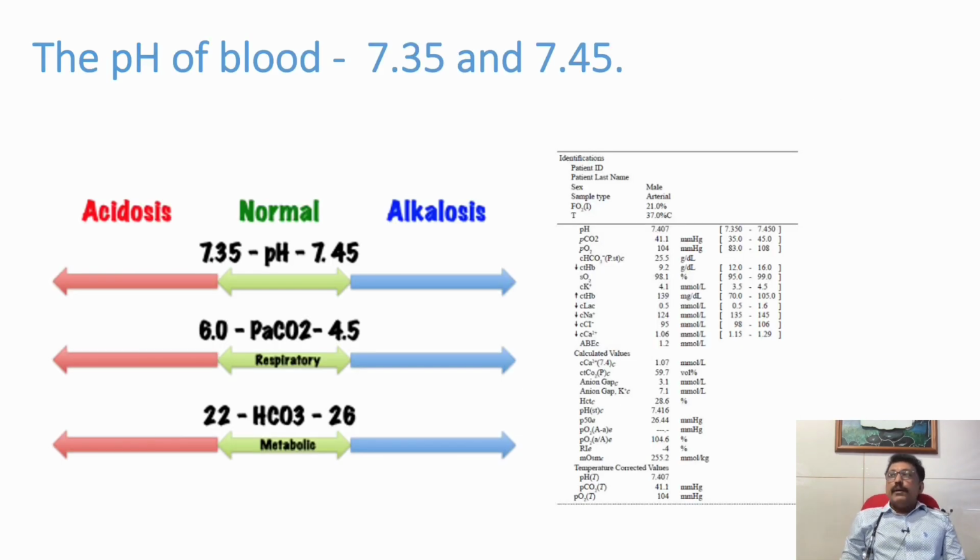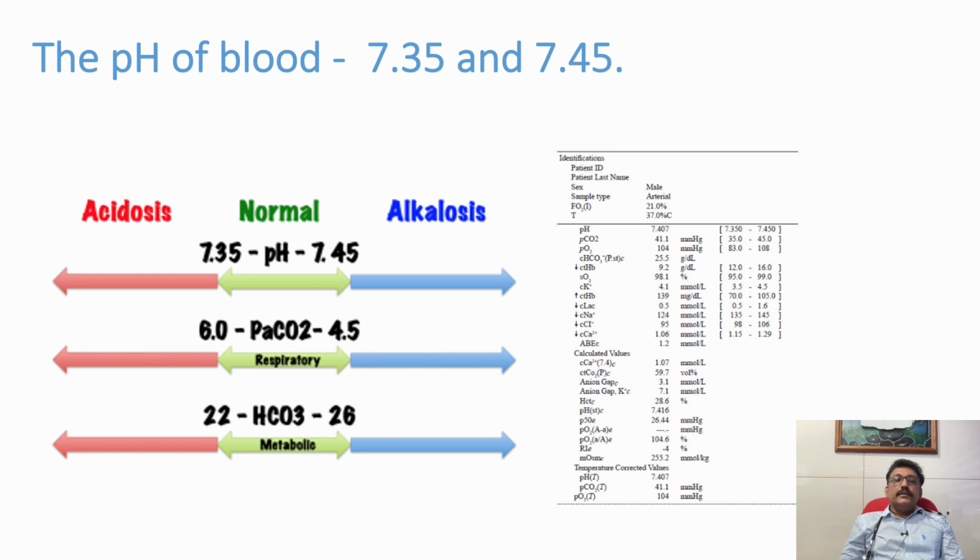This is maintained by our lungs and kidney. The lungs will try to increase or decrease carbonic acid. The kidney will try to increase or decrease hydrogen ion and bicarbonate. We will see the buffering system afterwards. And we get ABG like this. pH will be between 7.35 to 7.45. Anything above 7.45 is alkalosis. Anything below 7.35 will be acidosis.